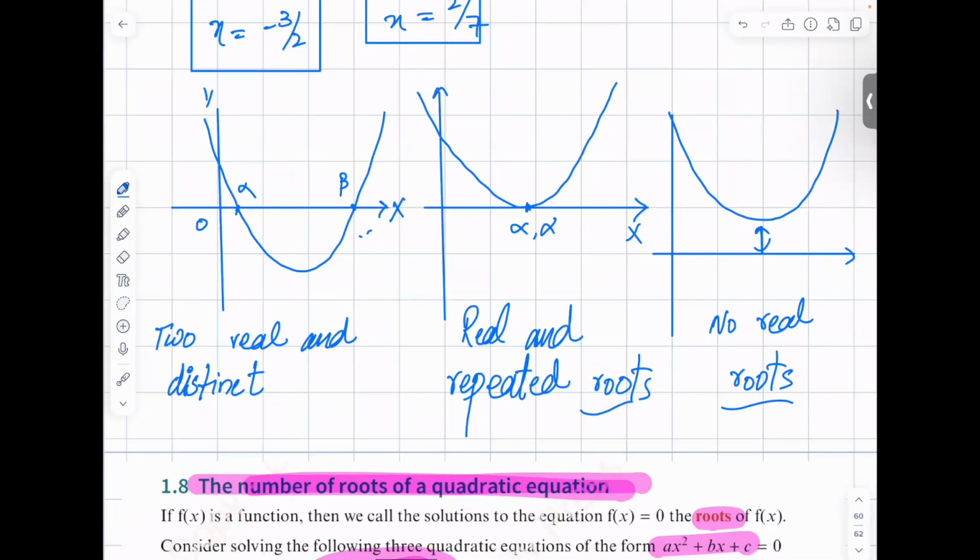Lina, just repeat what we just discussed. Be quick, hurry up. How many possibilities related to roots are there for quadratic curves? Ahmed, you tell.